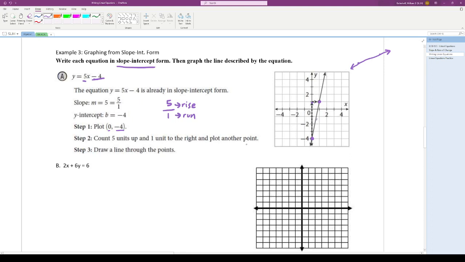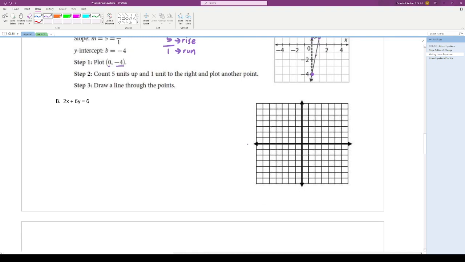All right, so go to B. We're going to do this as an example together where it's not already worked out. We've got 2x plus 6y equals 6. This is not in slope-intercept form. It does not look like y equals mx plus b. So first, we have to do some algebra to rearrange it, just like we did with literal equations, so that y is all by itself on one side. We're going to deal with our adding and subtracting operations first.